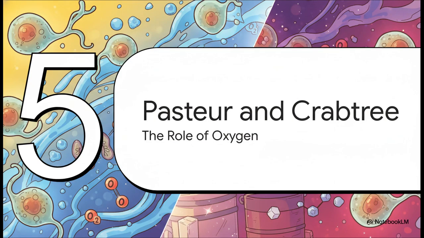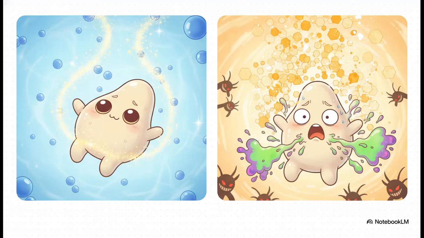Part 5. Oxygen's role, Pasteur and Crabtree. Now, aside from the type of sugar, oxygen changes the whole game, leading to two completely opposite but fascinating biochemical phenomena. First up, the Pasteur effect. If you give yeast plenty of oxygen, it actually stops fermenting and switches to efficient aerobic respiration for maximum energy. Makes sense. But then there's the Crabtree effect. If you dump a massive amount of glucose on yeast, it basically panics. Even if it's swimming in oxygen, it stubbornly churns out ethanol. Why? Evolutionary biologists think it's a brilliant defense mechanism. The yeast ferments the sugar to poison competing bacteria with alcohol, basically hoarding the food source for itself.